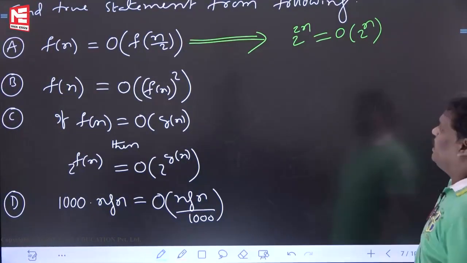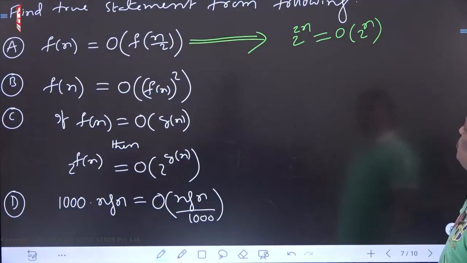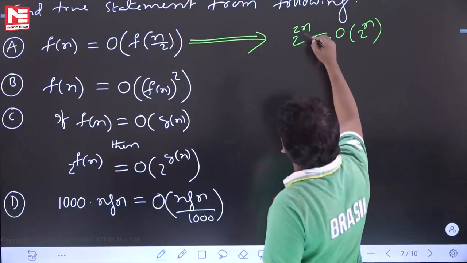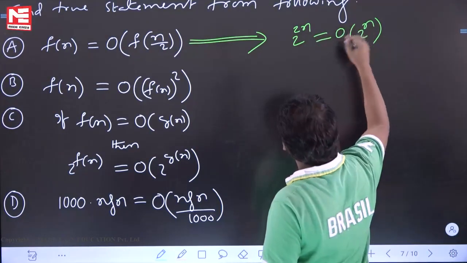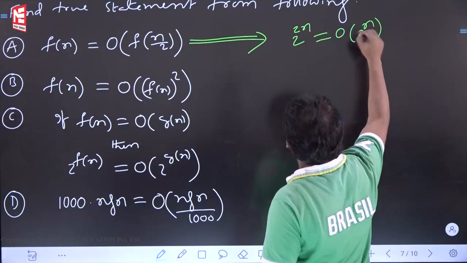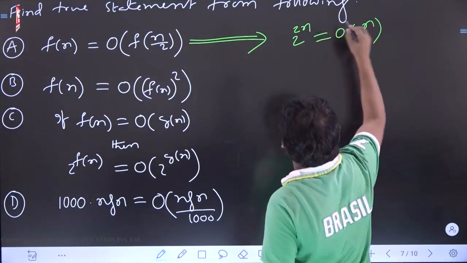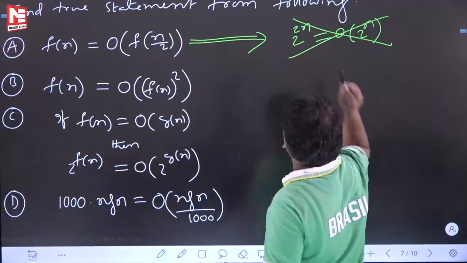In the previous problem we did this. 2 power 2n is big O of 2 power n. Is it right or wrong? It is wrong. What is the reason? 2 power 2n is 2 power n into 2 power n, which must be less than or equal to some c into 2 power n. C cannot do that. You know very well this cannot be. This is wrong.